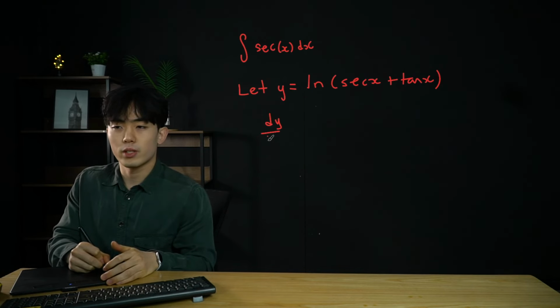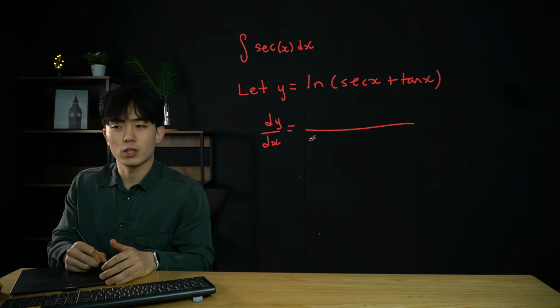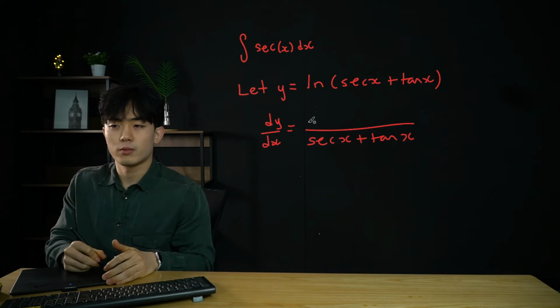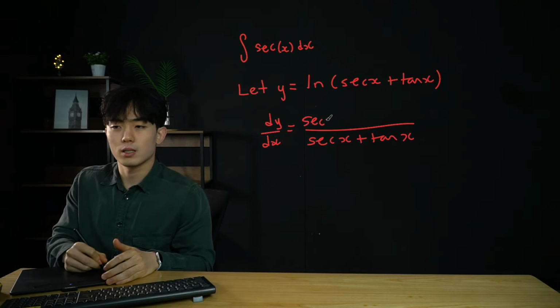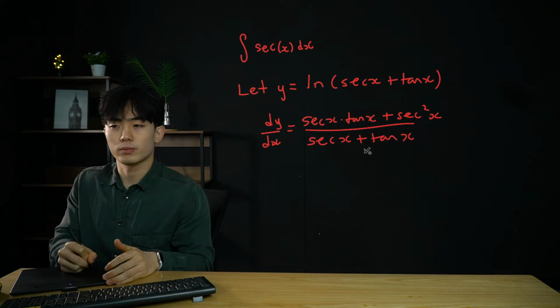Because if we were to differentiate this dy by dx, well, we know differentiating natural log terms, the function goes straight to the denominator, secant x plus tan x. And now we just have to differentiate this term here. Differentiating secant x, we get sec x times tan x. And differentiating this tan x term, we'll get plus secant squared x.